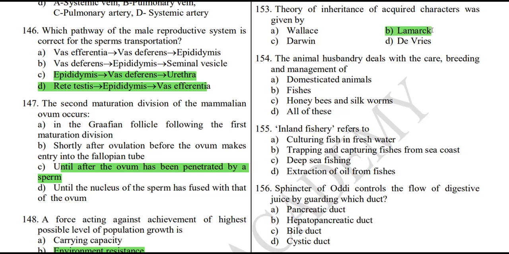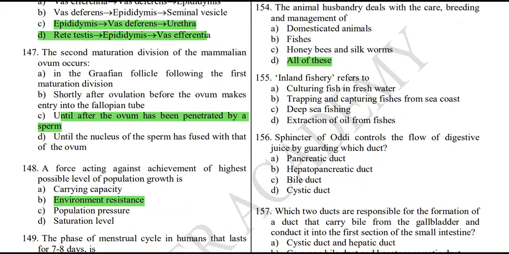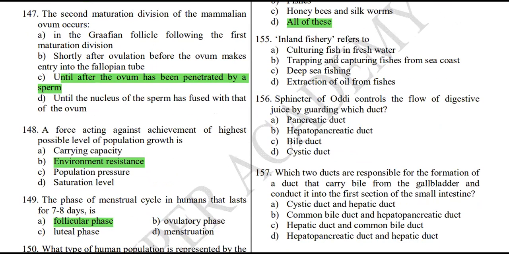So it's Lamarck's theory. Animal husbandry means you're growing domestic animals, fishes, honeybees, apiculture, sericulture, pisciculture, all these things. So it is going to be all of these things. Inland means freshwater. Inland fishery means culturing fish in freshwater.